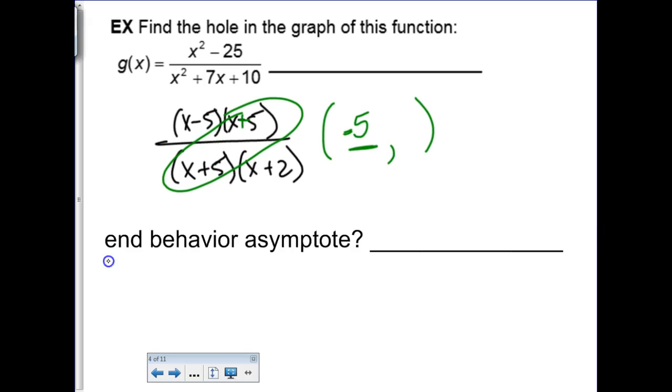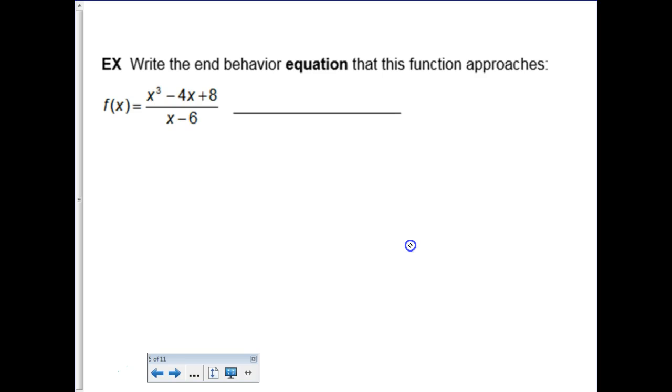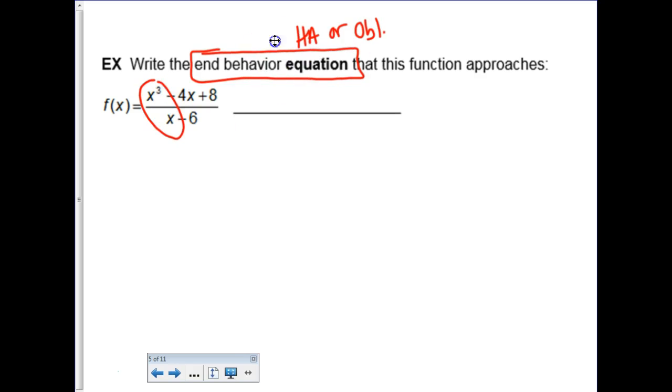Okay, what do they want when it says end behavior asymptote? What is that code for? It's the horizontal asymptote, and you're going to have to do division. Oh no, I'm lying. Ignore me. Why do we not have to do division on that one? Because it's equal weight. Is there one where we do division? Yeah, right there. That's the one. And end behavior equation, that's fancy talk for the horizontal asymptote, or if it doesn't have one, the oblique asymptote. Since this one is top heavy, it won't have a horizontal asymptote, but will have an oblique asymptote.